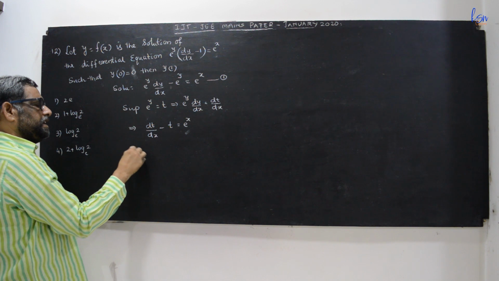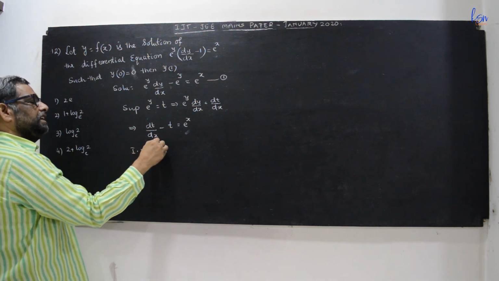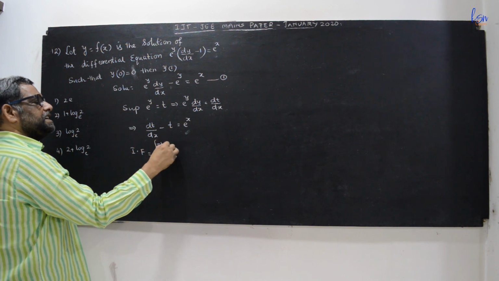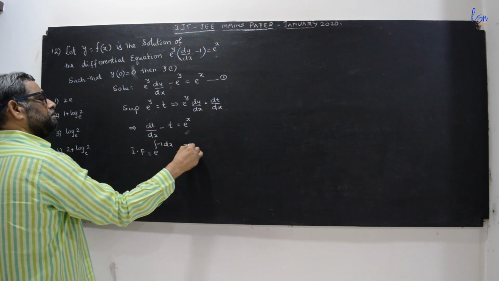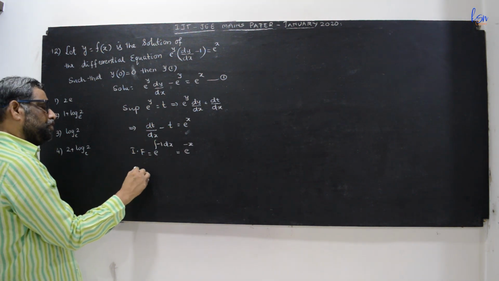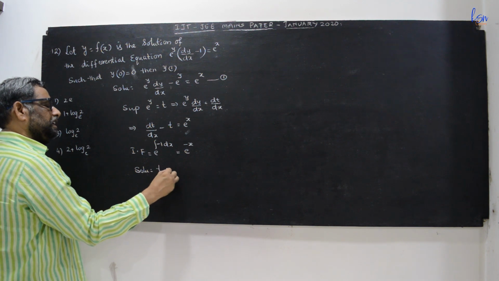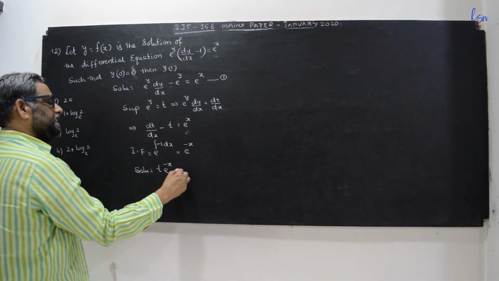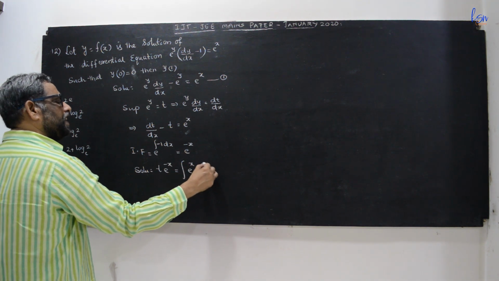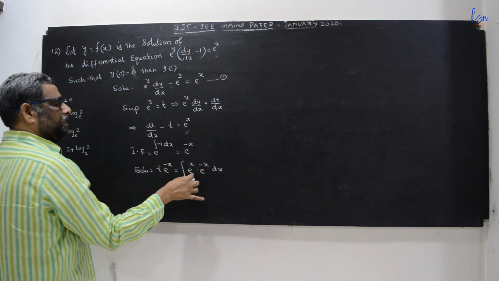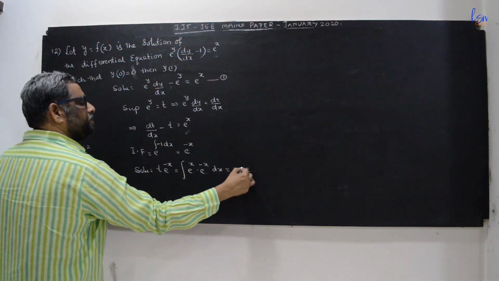Now here integrating factor is equal to e to the power of integral minus 1 dx, that is nothing but e to the power of minus x. Now the solution of the differential equation is t into e to the power of minus x is equal to integral of e to the power of x into e to the power of minus x dx. These two get cancelled, therefore this is equal to x plus c.